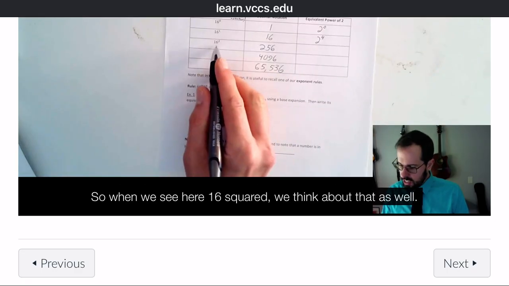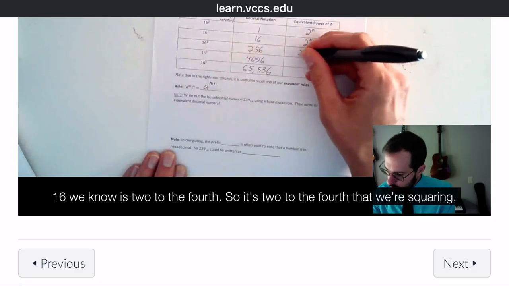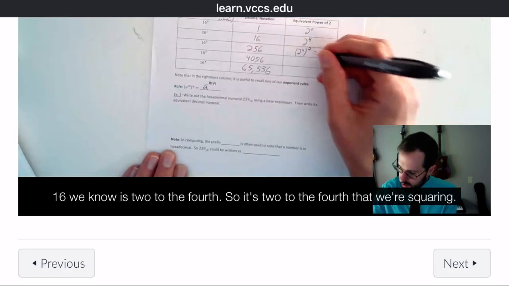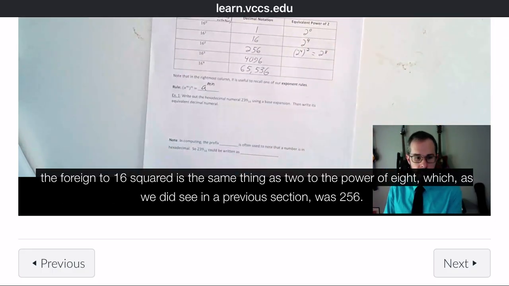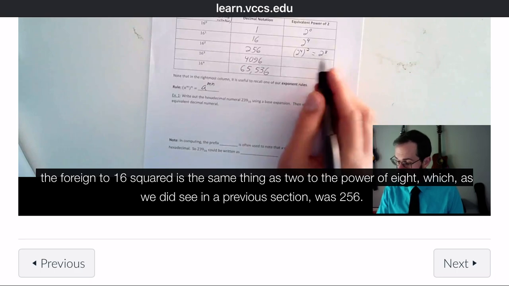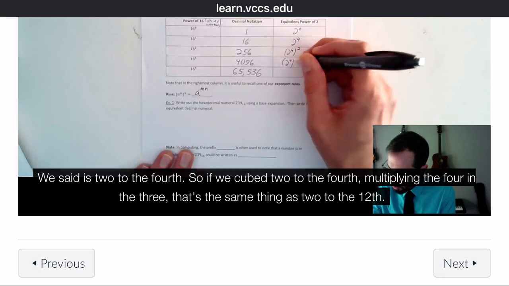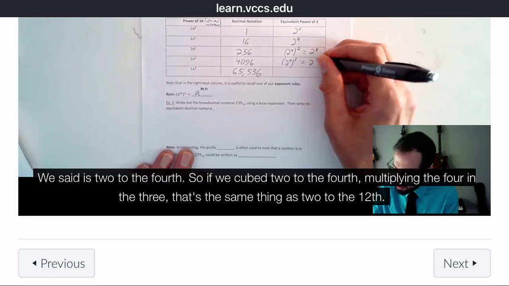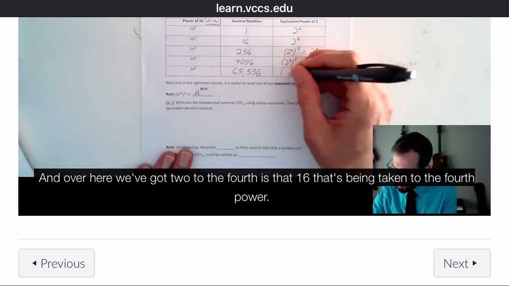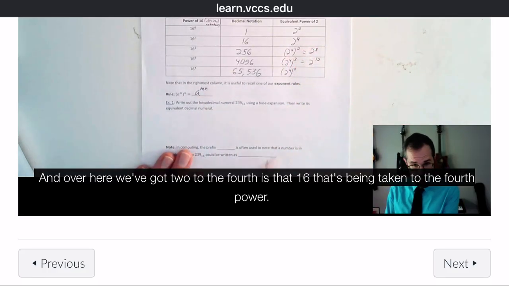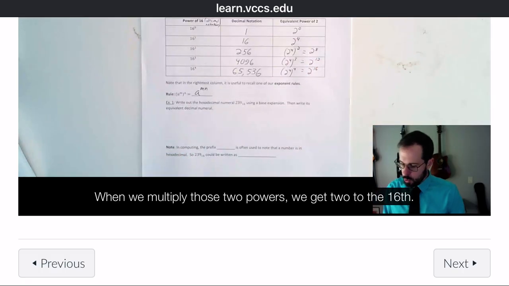So when we see 16 squared, we think about that as, well, 16 we know is 2 to the 4th. So it's 2 to the 4th that we're squaring. If we multiply those two exponents, the 4 and 2, 16 squared is the same thing as 2 to the power of 8, which, as we saw in a previous section, was 256. And similarly here, 16 cubed, well, 16 is 2 to the 4th. So if we cube 2 to the 4th, multiplying the 4 and the 3, that's the same thing as 2 to the 12th. And over here, we've got 2 to the 4th, that is 16, being taken to the 4th power. When we multiply those two powers, we get 2 to the 16th.